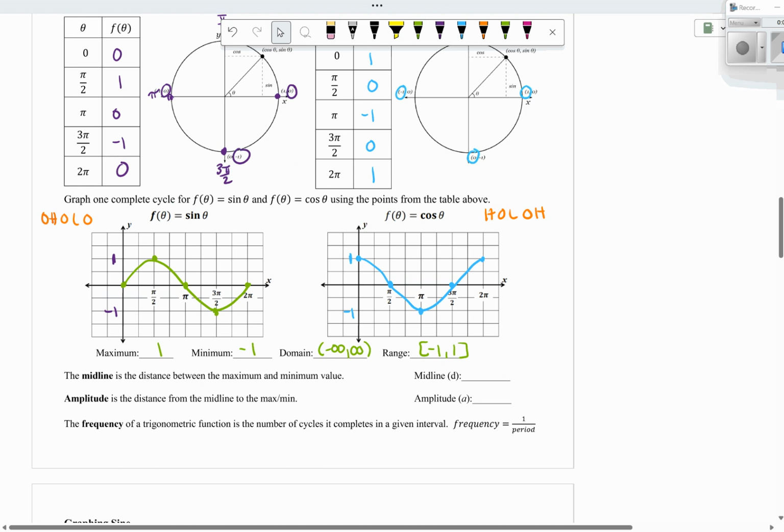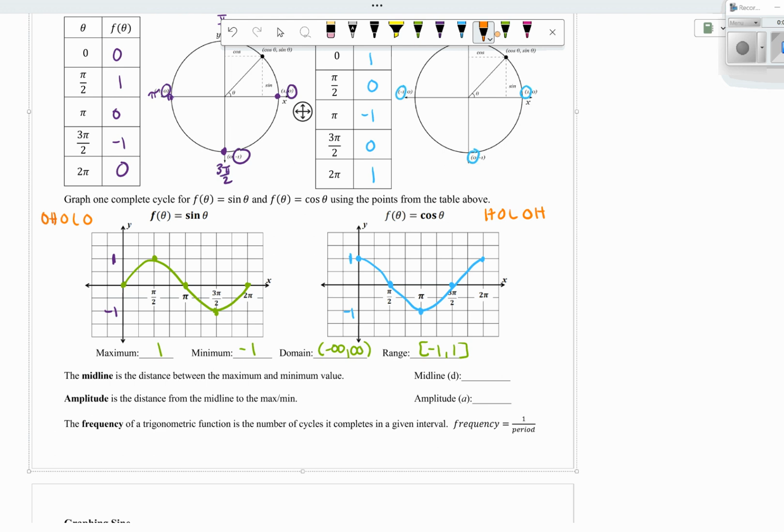The midline is in the middle between the maximum and minimum value. For both of these, we can see that the distance from our max to our min is a distance of 1 from the amplitude, but the midline is going to be in between. So this would be 0 for these, and the amplitude is going to be 1. Normally for the midline, since it's a line, we're going to write y equals 0.